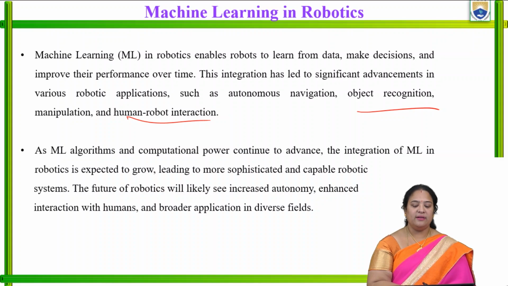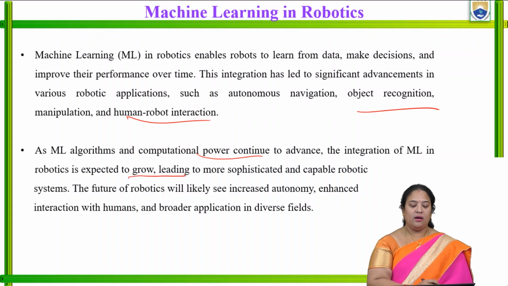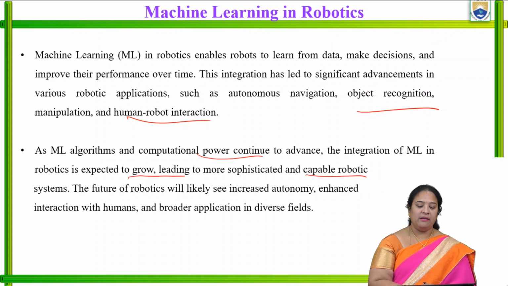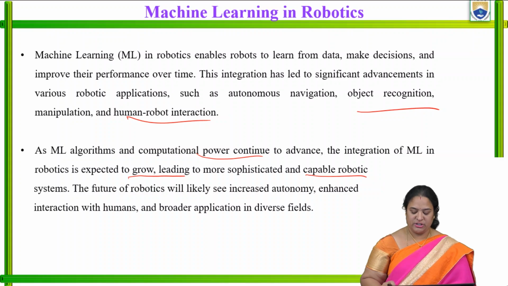The machine learning algorithms and computational power are used to advance the integration of machine learning, not only for the growth of capable robotics, but also to enhance the interaction with humans. So it is a broader application used in diverse fields. Here the machine learning algorithm is very important, as it is computed for powerful, continuous advancement of the integration of machine learning.